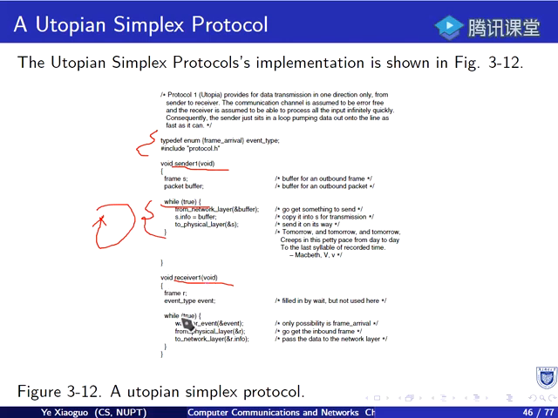What will the receiver do? While true, which means repeat again and again, wait for a frame to arrive, and receive the frame from the physical layer when it arrives, get the packet from the frame and deliver the packet to the network layer. So that is the utopian protocol.